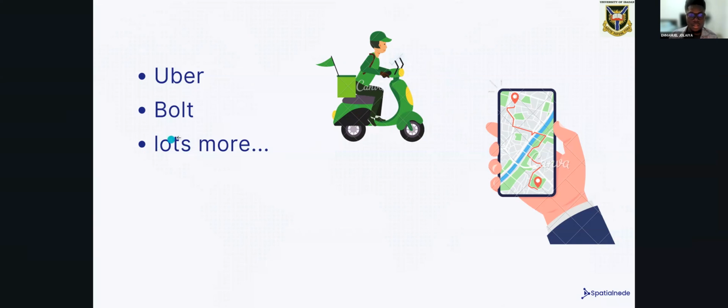And there are a lot of people that use GIS. Amazon uses GIS, Meta, Facebook, Snapchat, Mapbox. A lot of them use GIS. So yeah, it's a very interesting technology.